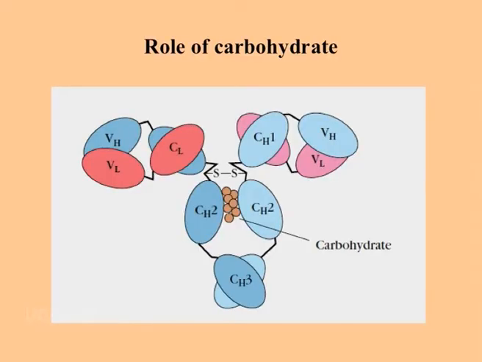Immunoglobulins are glycoproteins. That means immunoglobulins have carbohydrate molecules attached to them. In case of immunoglobulin, carbohydrate molecules are present in between the CH2 domains. That means between two domains of the constant region of heavy chain.